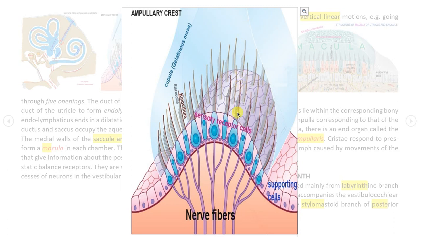Now when there is angular motion, these hair cells will have deflection of these cilia, kinocilium and stereocilia. The combination of all these three canals of the right side and three canals of the left side, that combined input will be interpreted in the cerebral cortex. So that represents balance function.